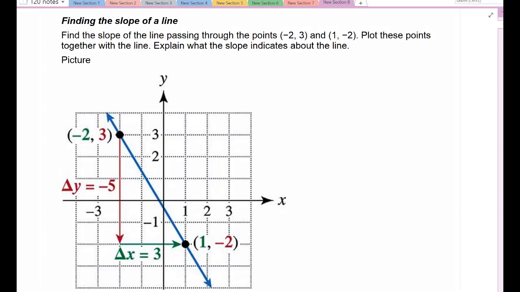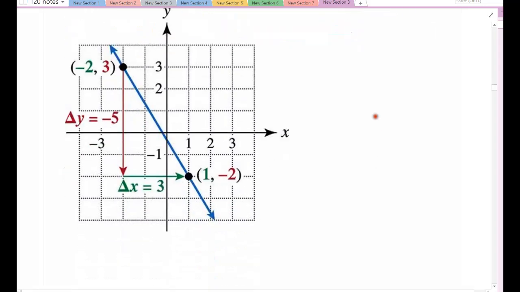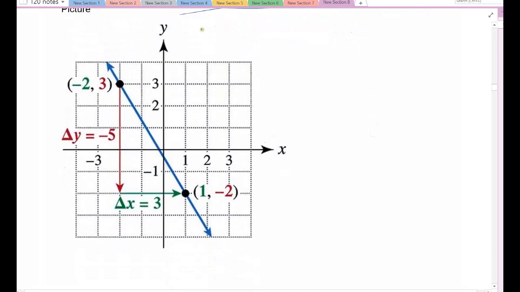So this is just a quick video on how to find the slope of a line when you have 2 points. Right, so the first example, I'm going to give it to you as a graph. I've got 2 points, (-2, 3) and (1, -2). I've plotted these points on the line. Find the slope and explain what it tells me about the function. Alright, so here is my function f of x. I want to know what my slope is.